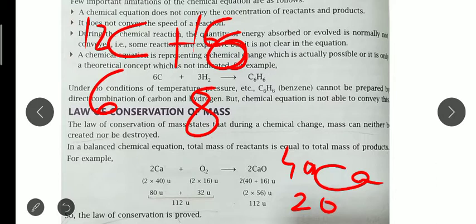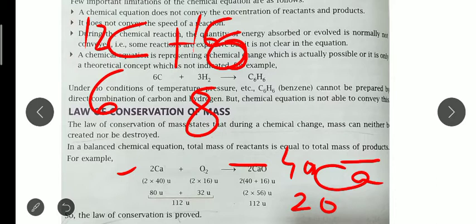this balanced equation of calcium and oxygen is following the law of conservation of mass, which states that mass can neither be created nor destroyed in a chemical reaction; it can only interchange between reactant and product atoms. So in a balanced chemical equation, remember always, the total mass of the reactants is equal to the total mass of the products. The atomic number we write as a subscript and the atomic mass as a superscript.